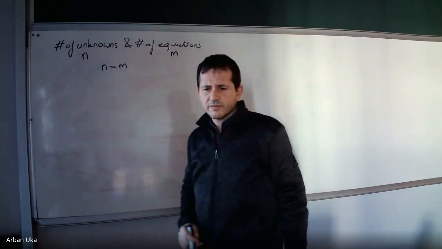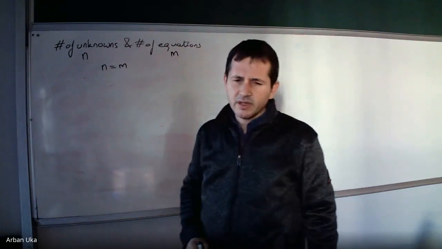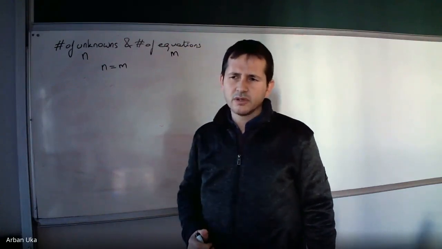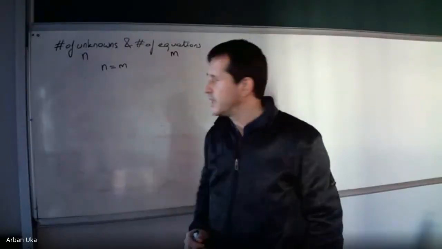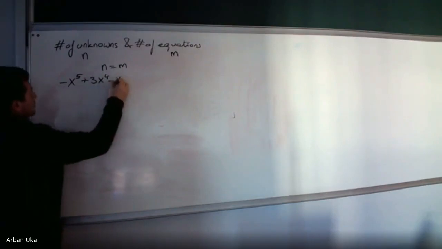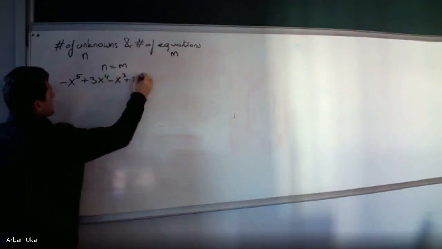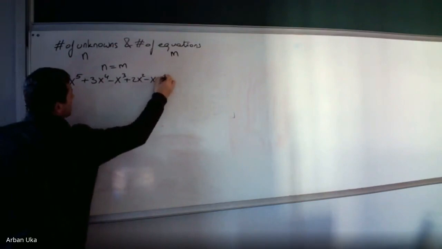Now, you can use this equivalently with polynomials. If you have a polynomial of order 5, how many solutions would you expect? 5. Right, exactly. Okay, so a polynomial with order 5. But what does a polynomial with order 5 look like? We get minus x to the power 5 plus 3x to the power 4 minus x to the power 3 plus 2x squared minus x plus 5 is equal to 7. Okay, so this is a polynomial of the 5th order.